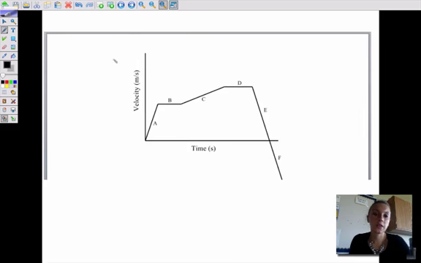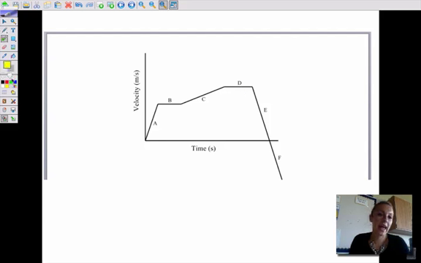Now there are three expectations with the graphs. The first is that you understand what each shape means. The second is that you understand what's going on if I give you a graph like this. And the third is calculating the slope. So let's analyze what's going on in this graph here.